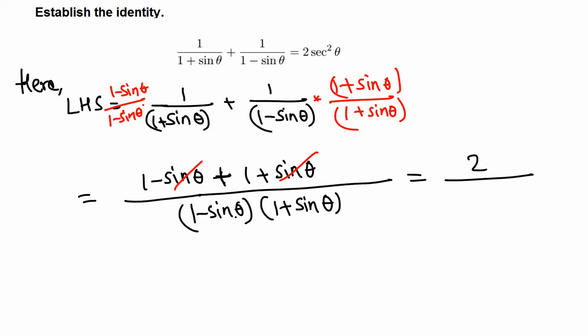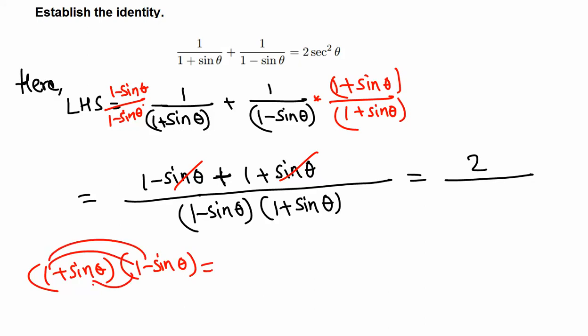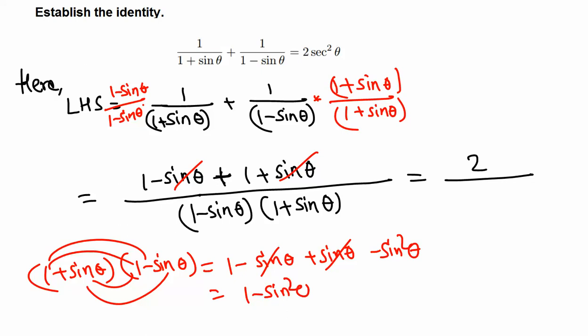On the bottom, 1 minus sine, 1 plus sine. Okay, let's multiply. Just FOIL 1 plus sine times 1 minus sine. Okay, when we multiply, FOIL: 1 minus sine plus sine minus sine square. Just cancel, 1 minus sine square. So when we multiply these two factors we get 1 minus sine square theta.